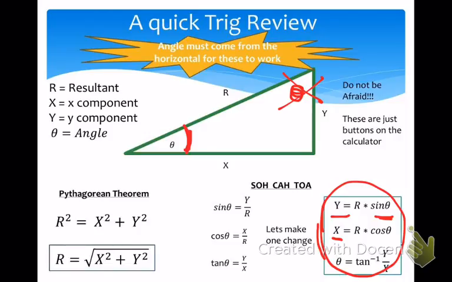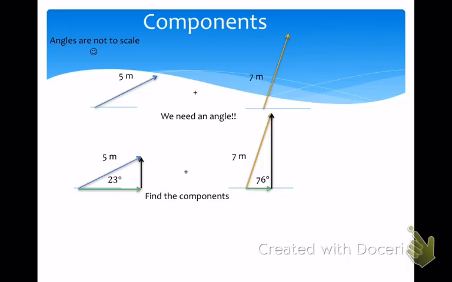So let's move on. Okay, so I've got my 5-meter vector, I've got my 7-meter vector. If I'm going to add them together, I have to have the components. I have the angles right there. So take a second, pause this, get your calculators out, and find the components of these vectors. Get the x component of each of them, get the y components of each of them, okay?